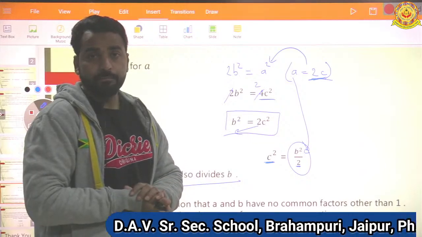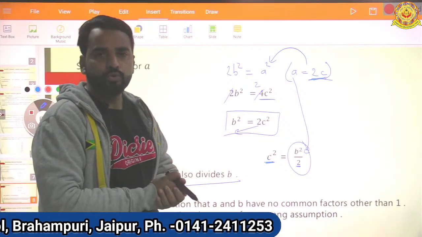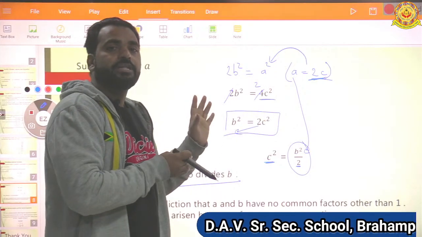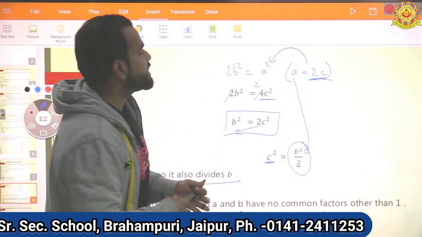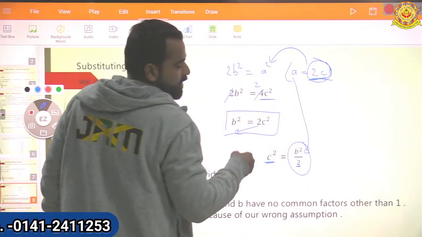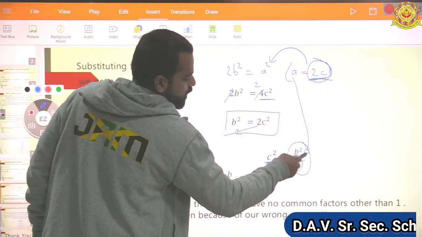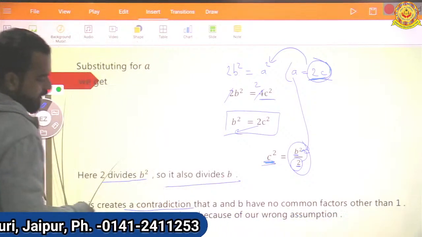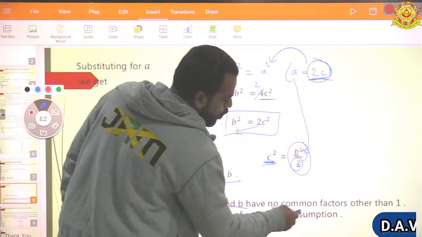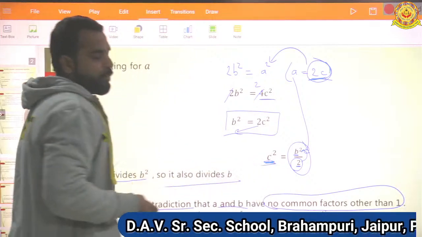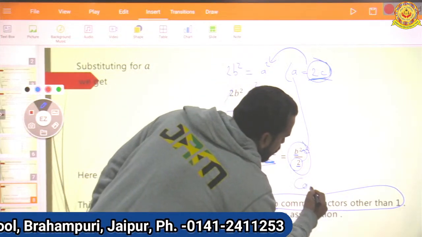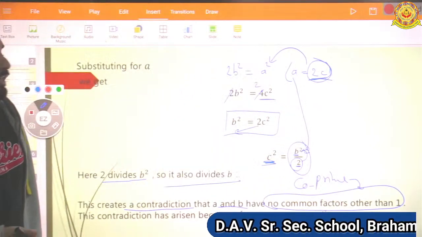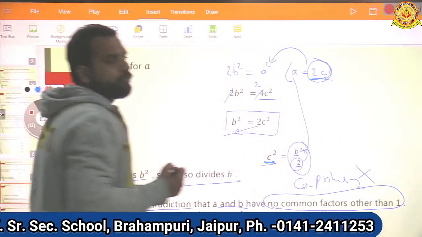It is proved wrong, because a and b both have 2 as a multiple, so we can say that our assumption was wrong. We supposed that it is a rational number, with a and b co-prime, but we see here that a has 2 as a common factor, as well as b, because it is completely divisible. So this creates a contradiction to a and b having no common factor other than 1. Why? Because we supposed that these are co-prime numbers. Co-prime numbers mean they have no common factor other than 1. That means it is completely false.